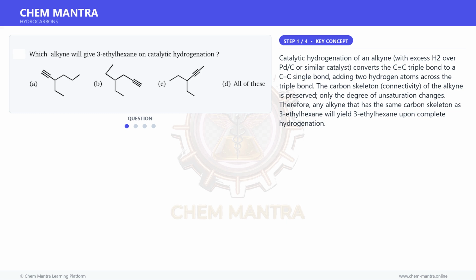Catalytic hydrogenation of an alkyne with excess H2 over Pd/C or a similar catalyst converts the C≡C triple bond to a C–C single bond, adding two hydrogen atoms across the triple bond. The carbon skeleton connectivity of the alkyne is preserved, only the degree of unsaturation changes. Therefore, any alkyne that has the same carbon skeleton as 3-ethylhexane will yield 3-ethylhexane upon complete hydrogenation.